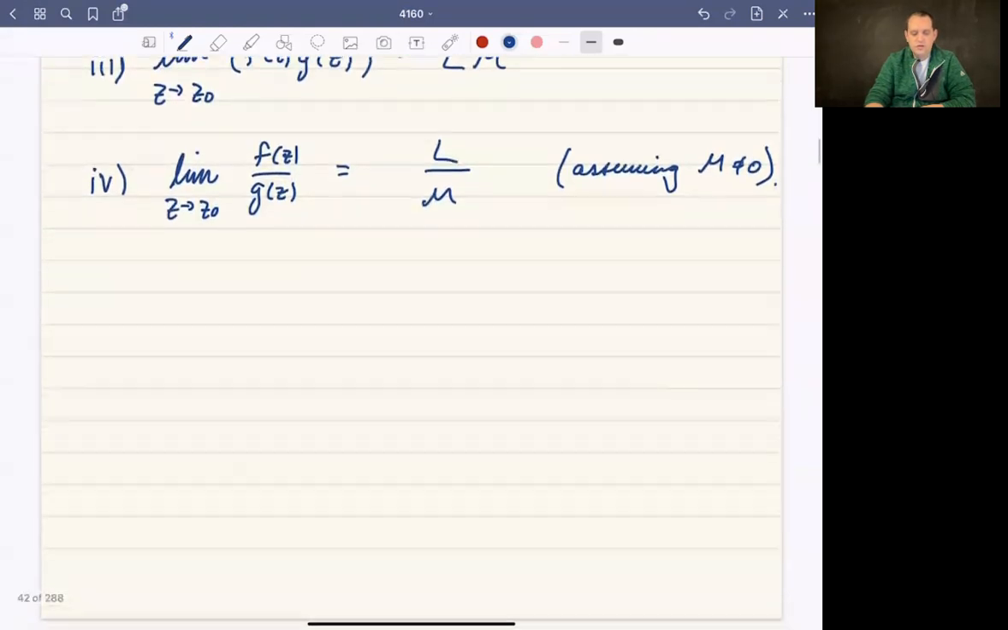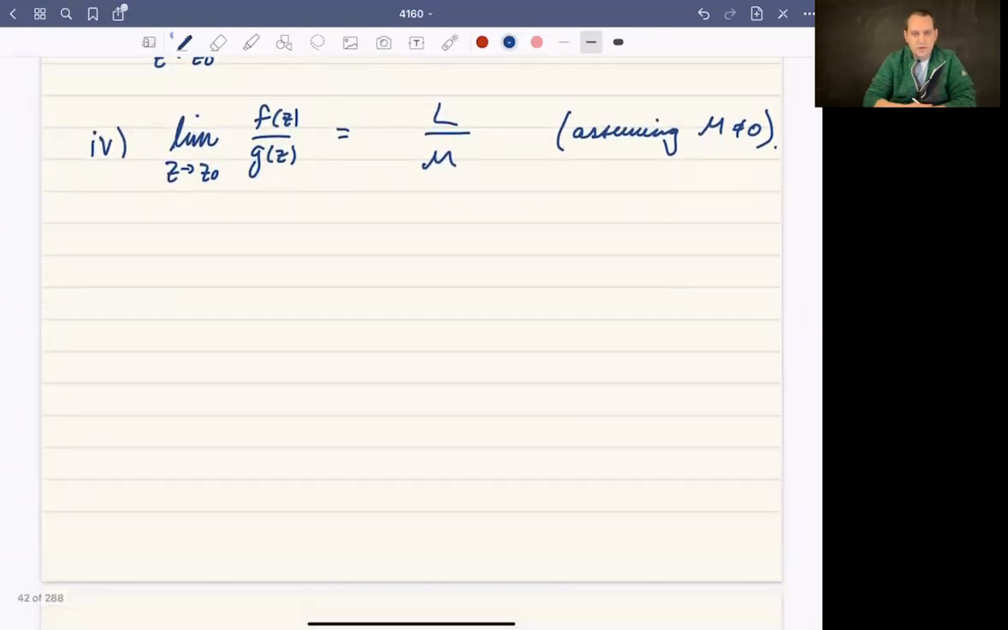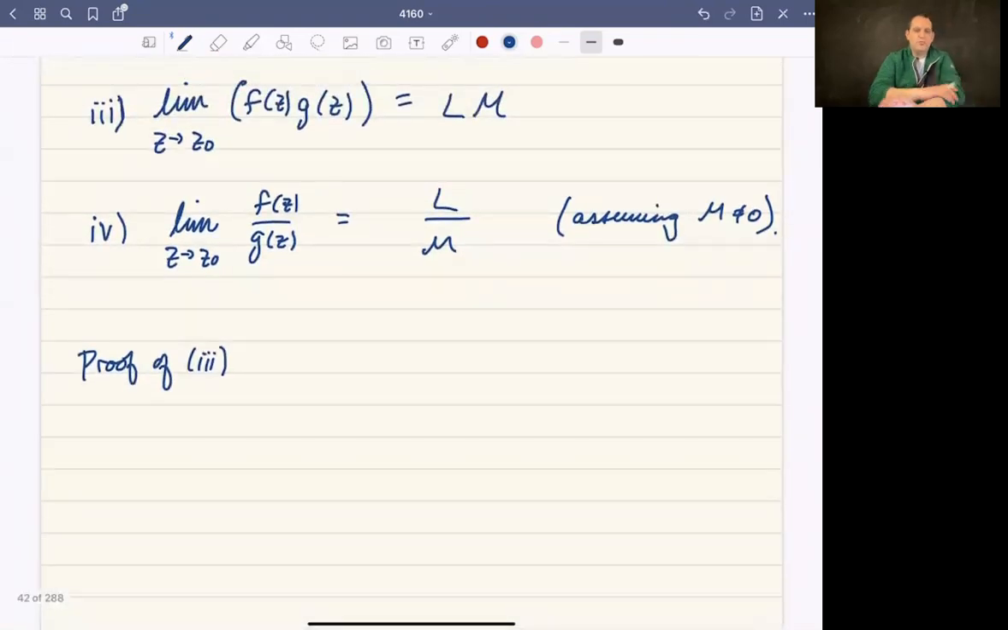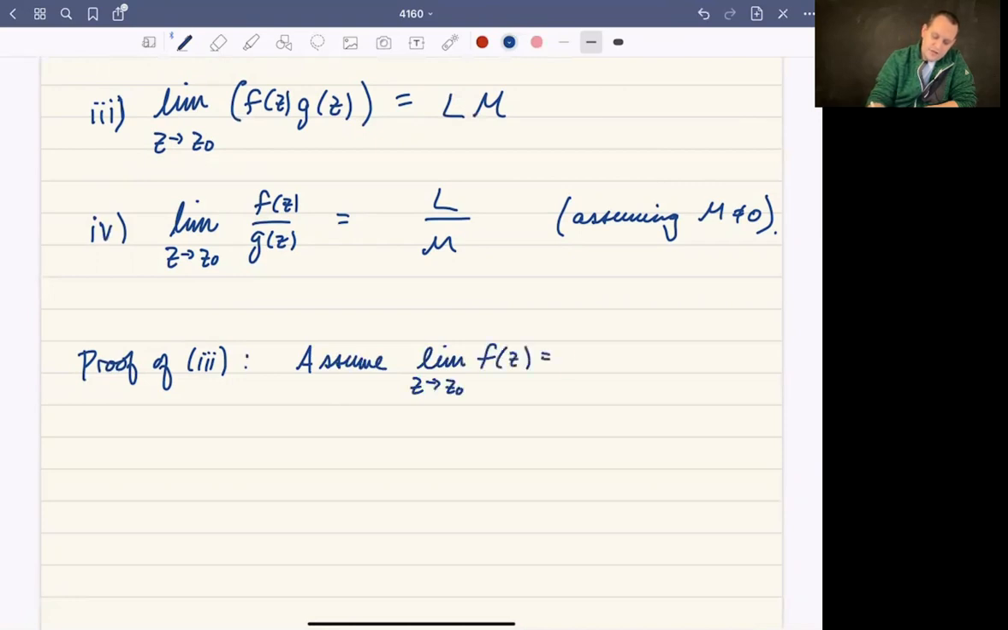I think it's important that you start to look at these proofs and try to write them down as much as you can. So I'm going to prove item 3. And again, that's that the limit of the product is the product of the limits. So we're going to assume that f and g have the property that the limit of f as z approaches z naught is L, and that the limit of g as z approaches z naught is m.